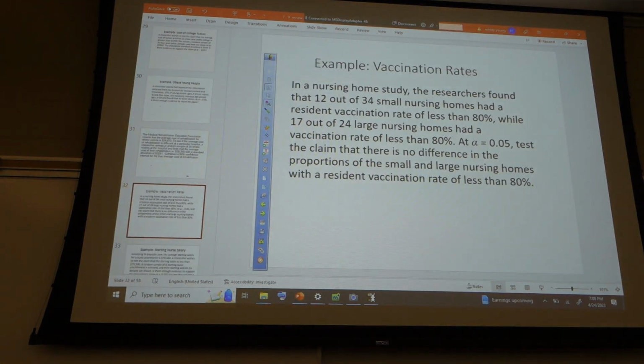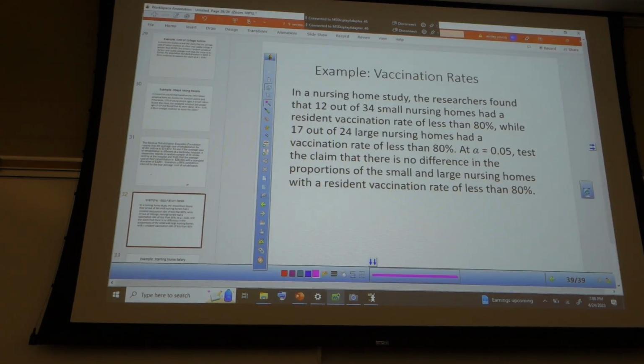Vaccination rates. Starting all over again. Justin, go ahead and read. In a nursing home study, the researchers found that 12 out of 34 small nursing homes had a resident vaccination rate of less than 80%, while 17 out of 24 large nursing homes had a vaccination rate of less than 80%. At alpha equals 0.05, test the claim that there is no difference in the proportions of the small and large nursing homes with a resident vaccination rate of less than 80%.